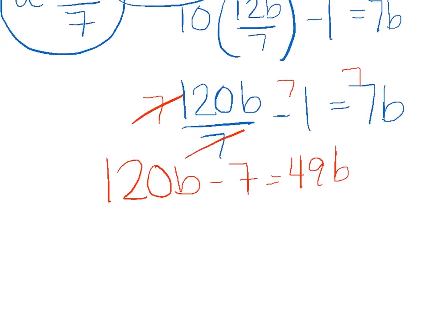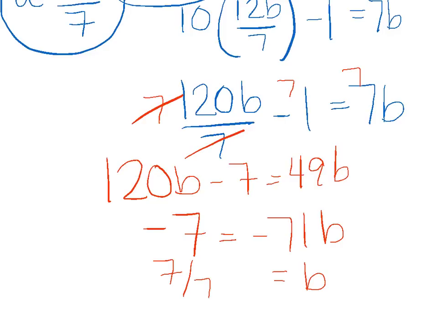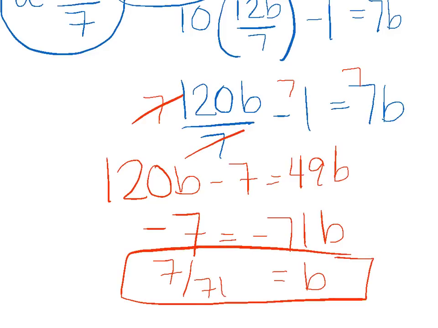I'm going to subtract my 120b. So I've got negative 7 equals negative 71b. And to solve for b, I'll just divide that over. So I've got b equals 7 over 71. Not the friendliest, but I wouldn't say anything harder than you do in Algebra 1 minus the derivative step.